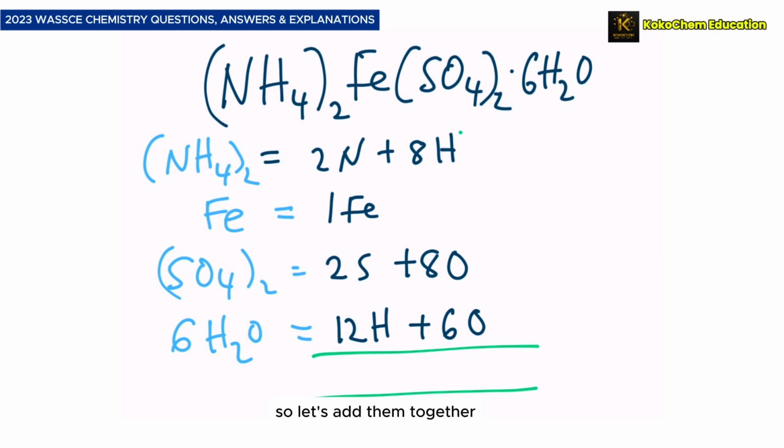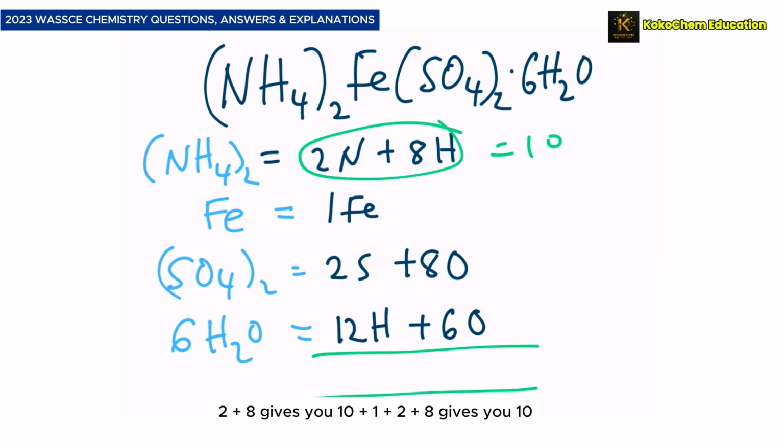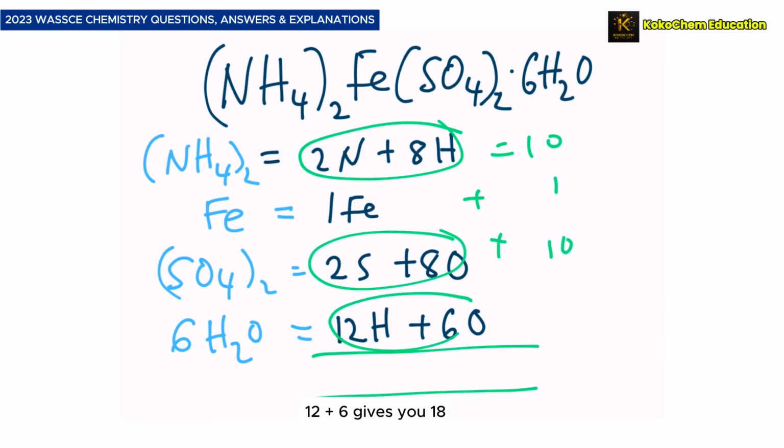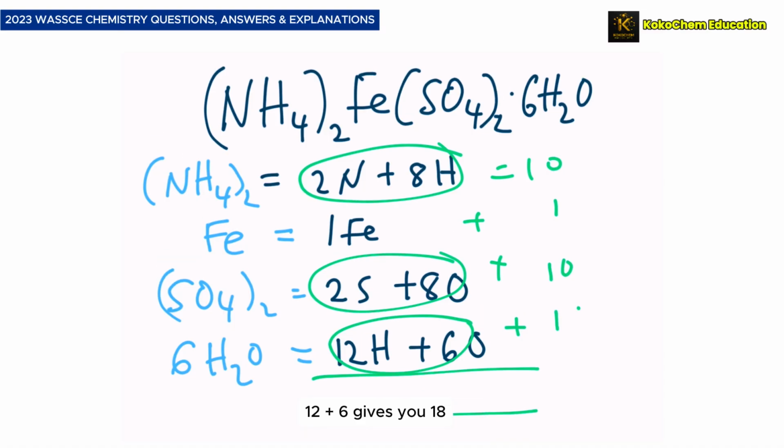So let's add them together. 2 plus 8 gives you 10, plus 1 plus 2 plus 8 gives you 10 again. 12 plus 6 gives you 18. So if we add everything together, 10 plus 10 gives you 20, plus 1 gives 21, plus 18 gives you 39. There you have it, 39 atoms.